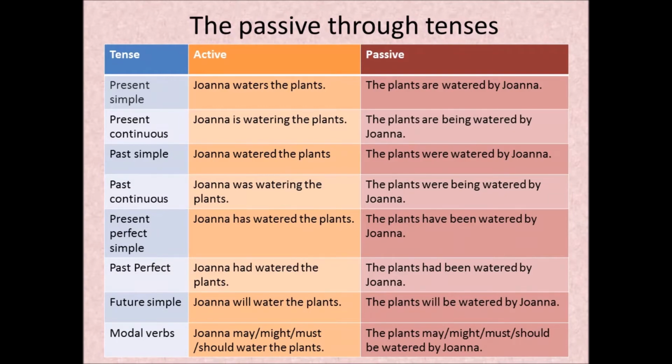The plants are being watered by Joanna. The plants were watered by Joanna. The plants were being watered by Joanna. The plants have been watered by Joanna. The plants had been watered by Joanna. The plants will be watered by Joanna. And the modal verbs: the plants may, might, must, should be watered by Joanna.